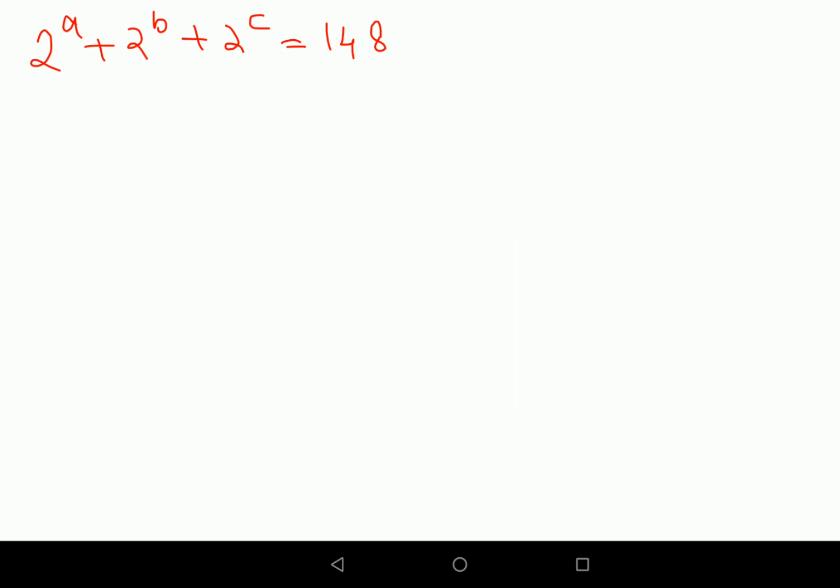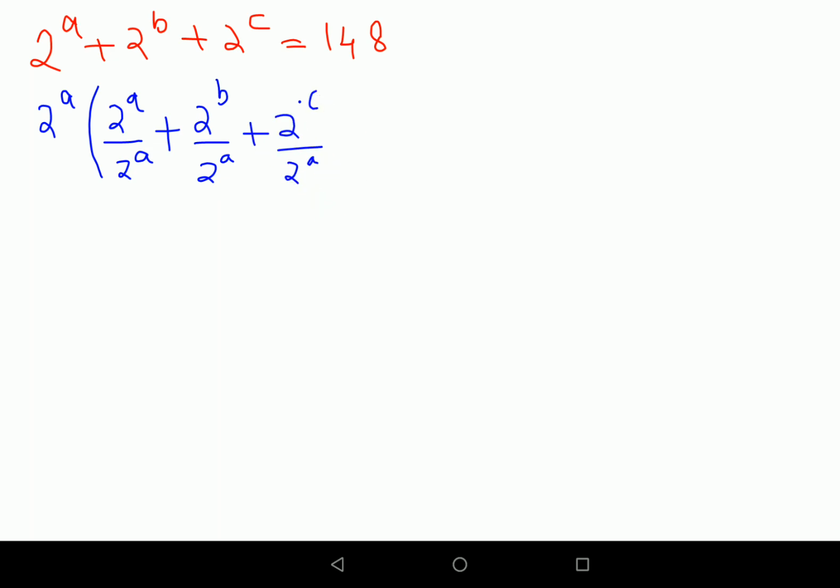Please understand, in this kind of scenario, what you should do first is take 2^a common. So I'm dividing everything by 2^a, which leaves 1 + 2^b/2^a + 2^c/2^a, and this equals 148.